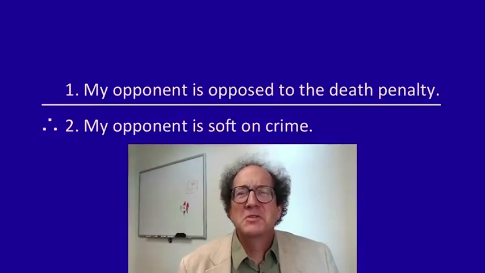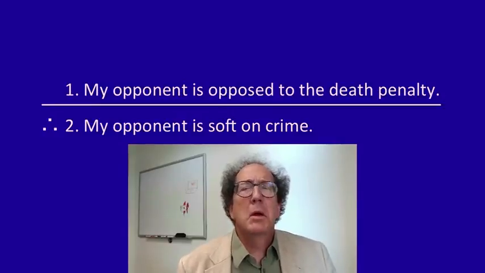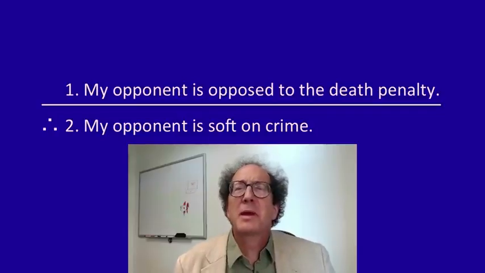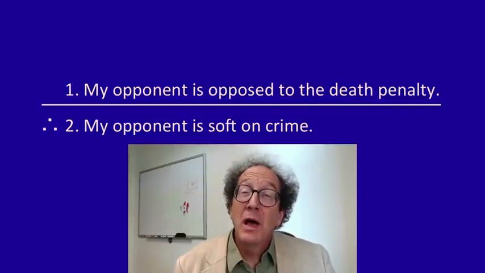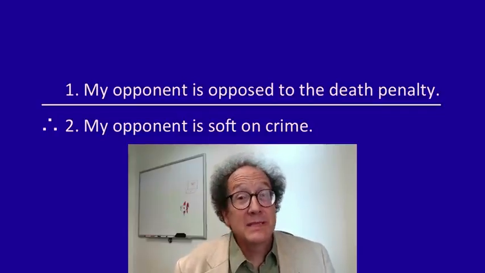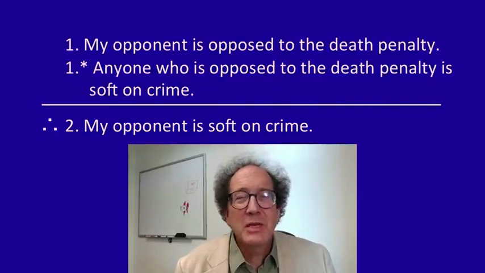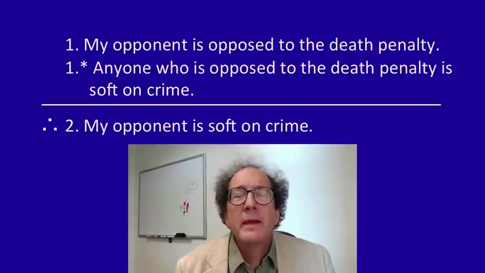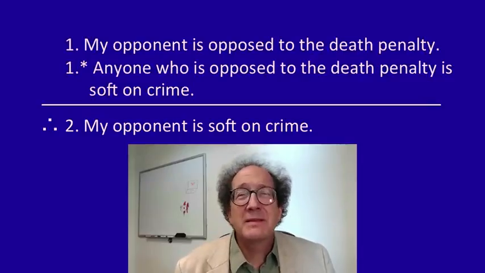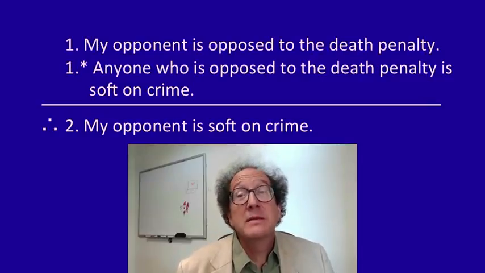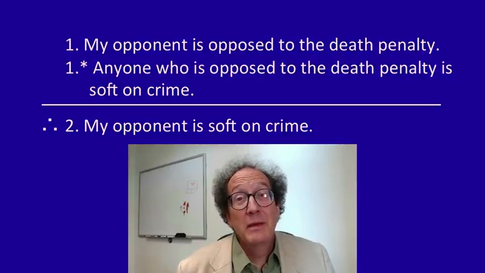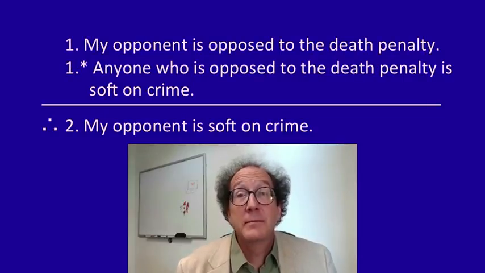Here's an example. A politician might argue, my opponent is soft on crime because he's opposed to the death penalty. Well, that assumes as a suppressed premise that anyone who's opposed to the death penalty must be soft on crime. And if the politician were to come out and say that, it would seem pretty questionable. And that's probably why he suppresses it.